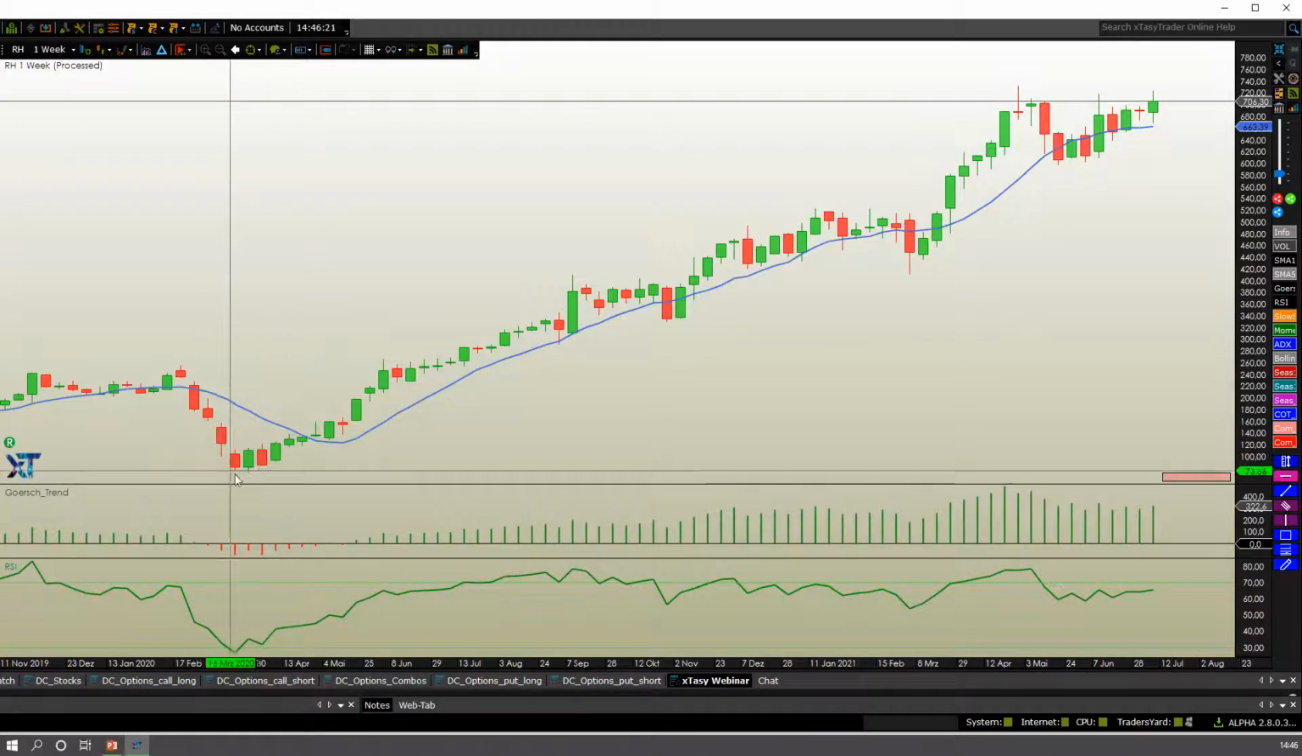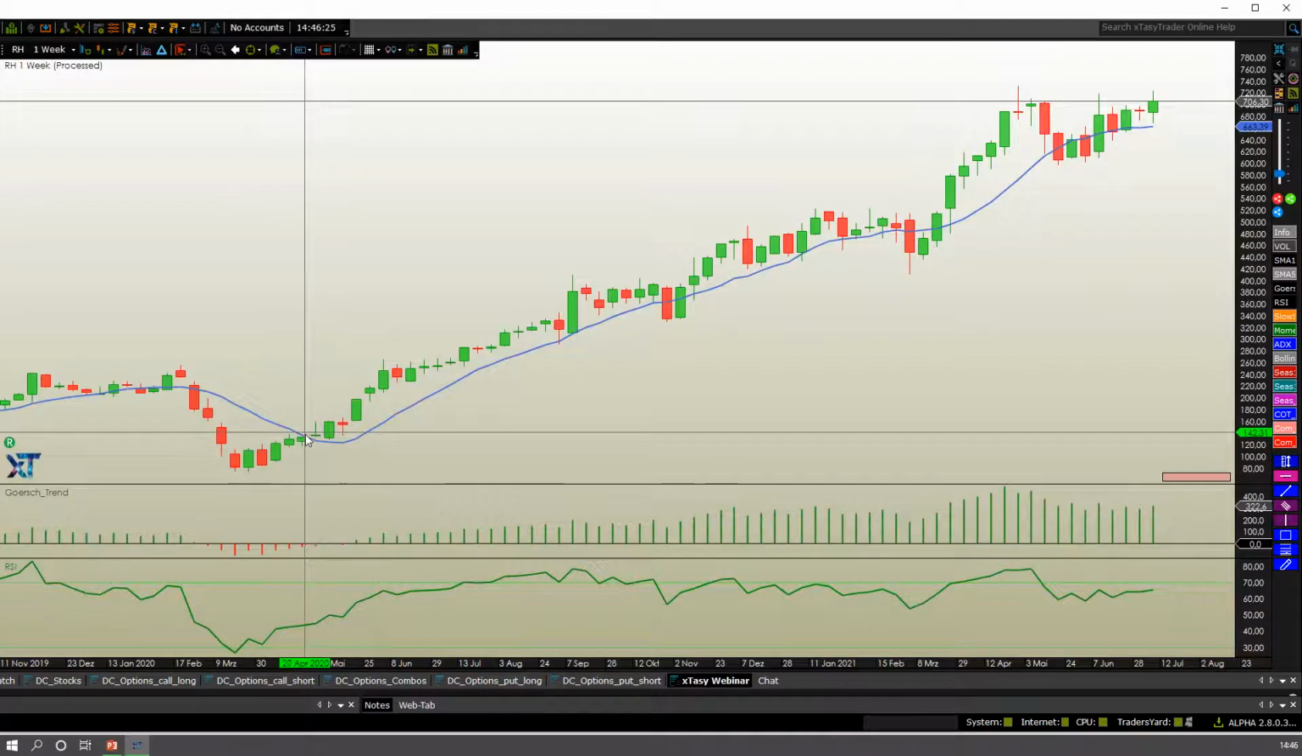Then it tried to bottom down here, moving up again, moving up above the 10-week moving average. That's the first really good sign that this bear market might be over, or this pullback might be over.